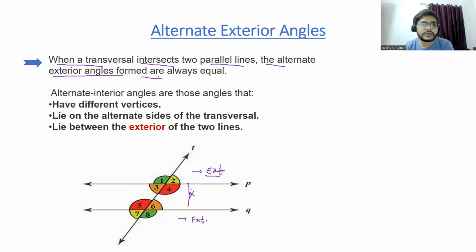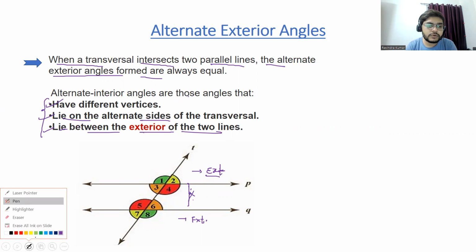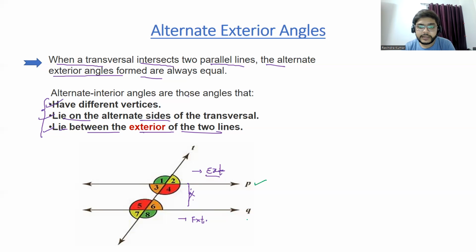Yes, it is always equal. It's obvious. So alternate exterior angles are those angles that have different vertices and lie on the alternate sides of the transversal, on the exterior of the two lines. So it must be on the exterior side of two parallel lines, and the two parallel lines here are P and Q, as you can see in the picture. So it is P and it is Q. Fine. And P is parallel to Q here.